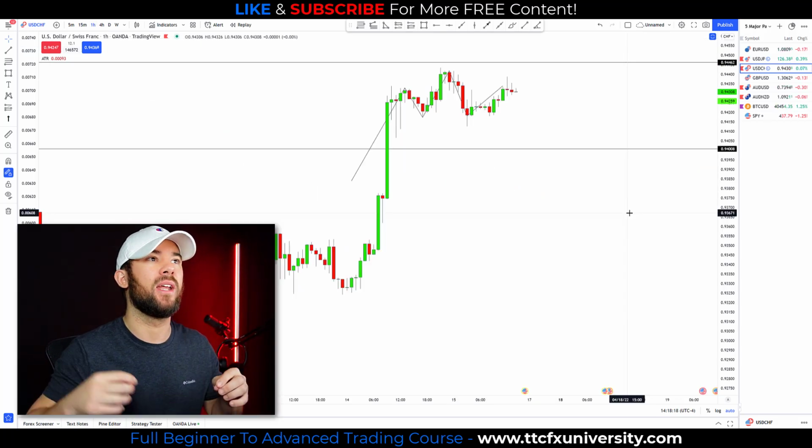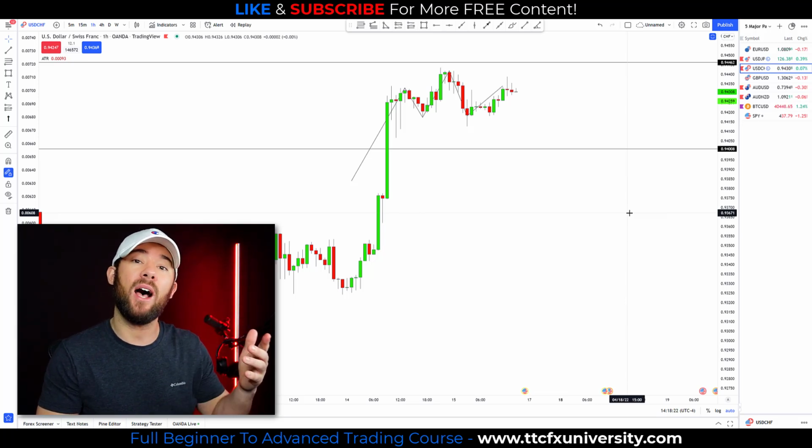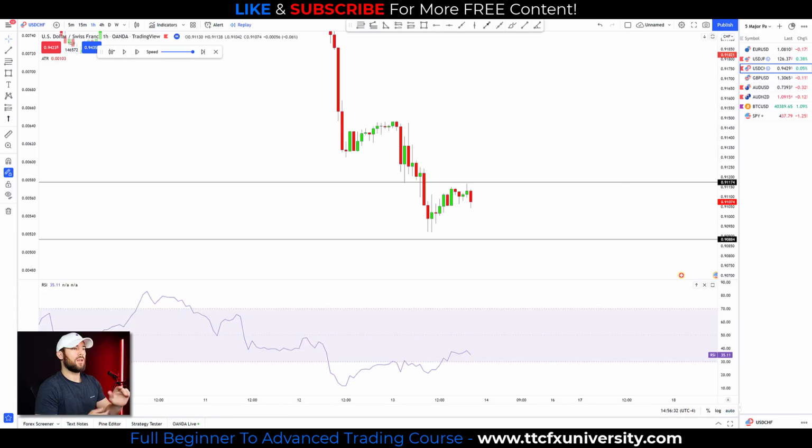Let's go ahead and take a look at a couple of examples of using double bottoms and double tops with this same exact strategy. So first, we'll take a look at a double bottom trade using this strategy. Go ahead and try to break the trade down yourself as I'm doing it as well.